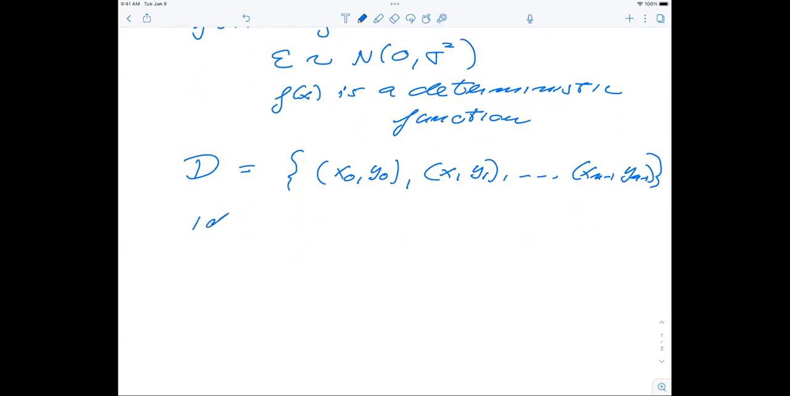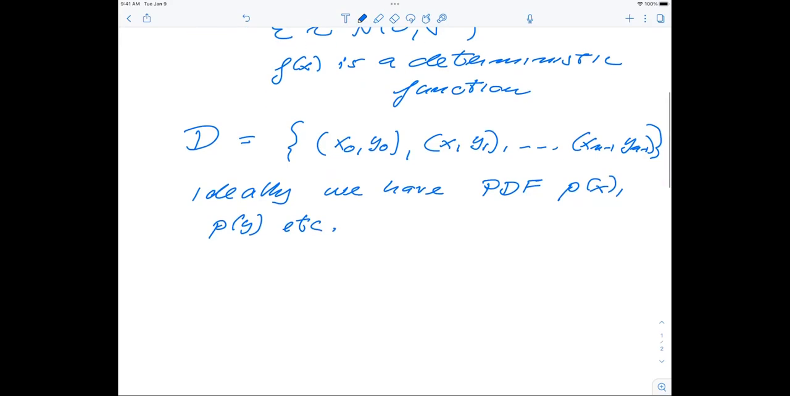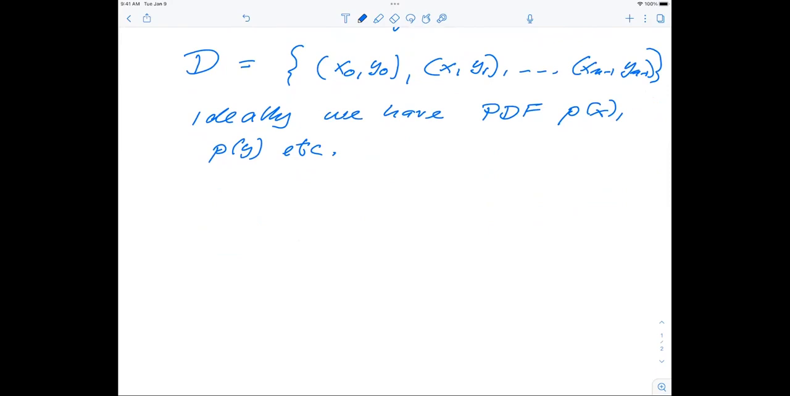So ideally, there is a distribution behind x, and there is a distribution behind y, but we don't know them. Ideally, we have a probability distribution function, PDF, P of x, there could be a P of y, etc. This is the ideal. So if you then calculate the mean value of y, the expectation value of this variable y would then be given by an integral of P of y, y dy, and this is integrated over the domain of variables y. So this is the ideal.